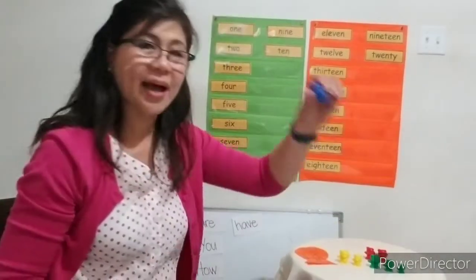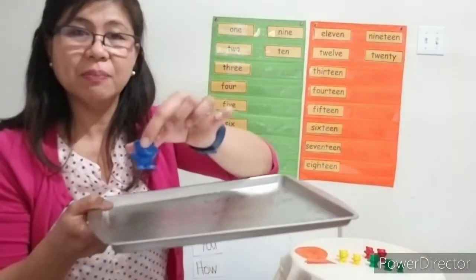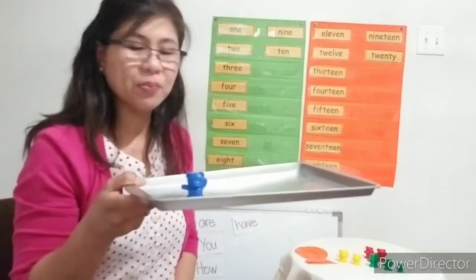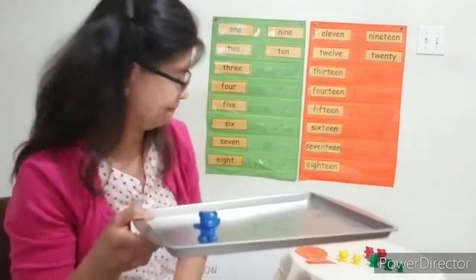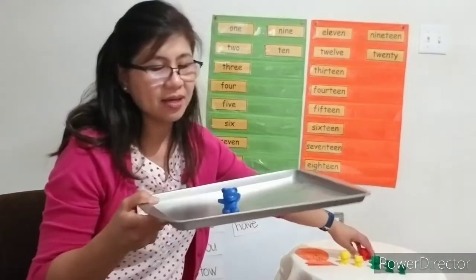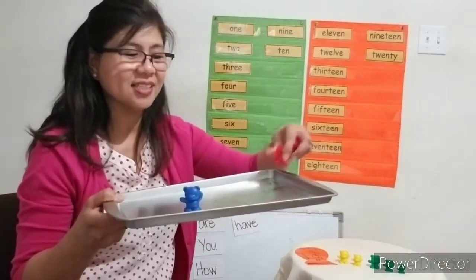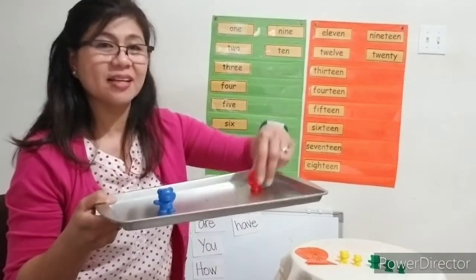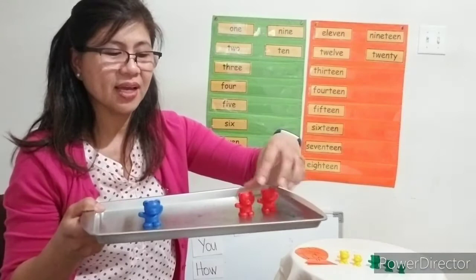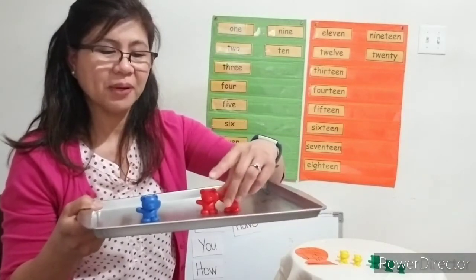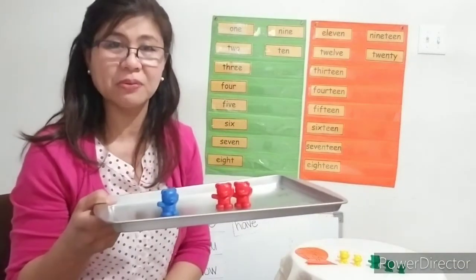And I have one blue bear. One blue bear went to the playground to play. And here comes cha-ching, cha-ching. Okay, here comes two friends, two red bears went to the playground and played with the blue bears.